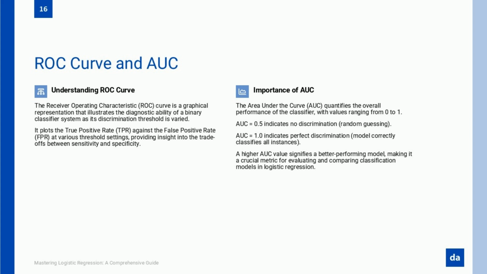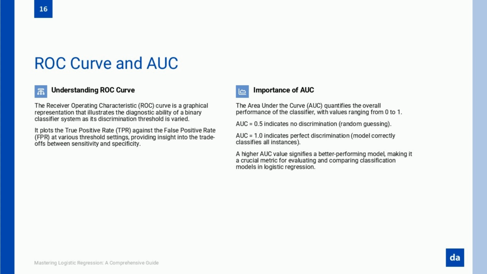AUC is a single number that summarizes the entire ROC curve. Here's how to interpret it. If AUC is 0.5, your model is basically flipping a coin. If AUC is close to 1, your model is a prediction genius, perfectly distinguishing between positive and negative cases. If AUC is below 0.5, well, you might have built a model that's worse than guessing, and it's time to go back to the drawing board.